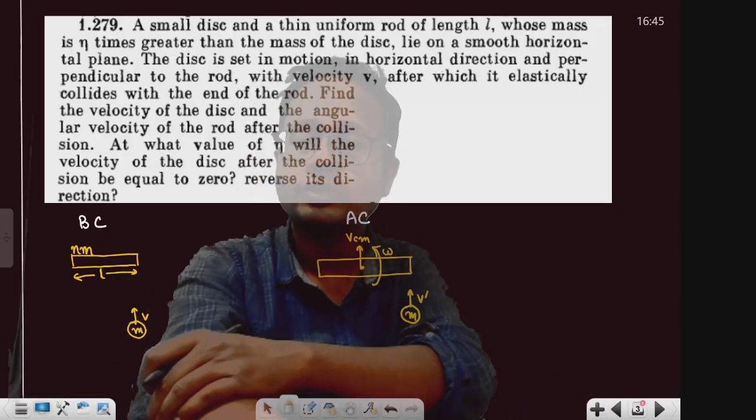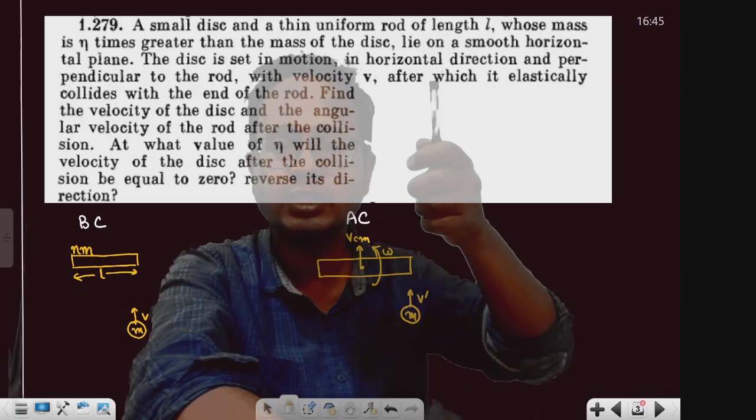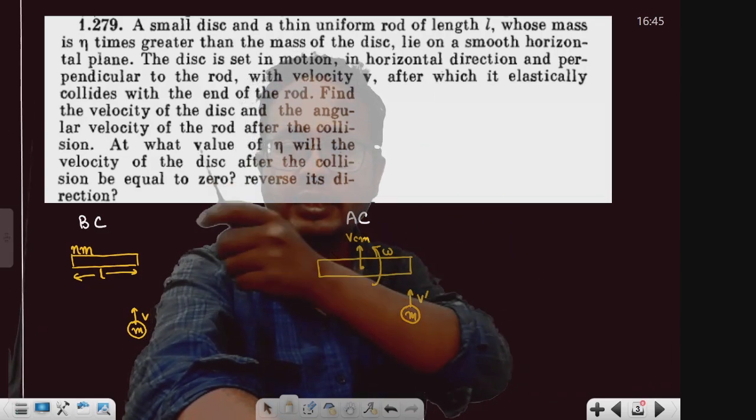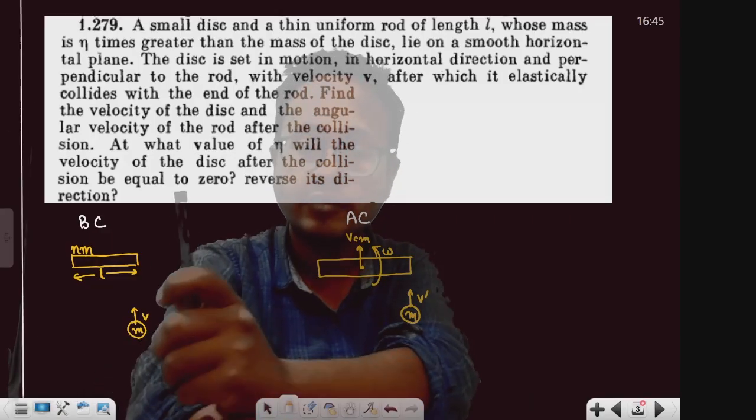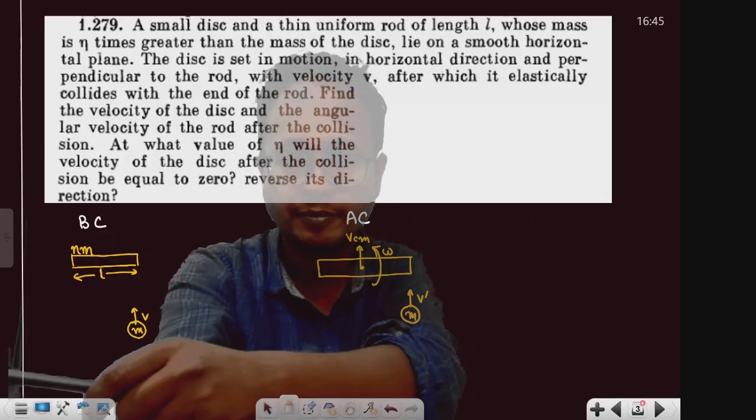So we have to find the final velocity of the center of mass after the elastic collision, the velocity of the disk, and the angular velocity of the rod. That is, we have to find the value of omega and v dash. My first question is, what are the equations that I can apply?